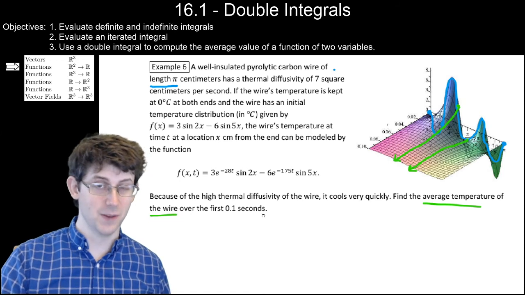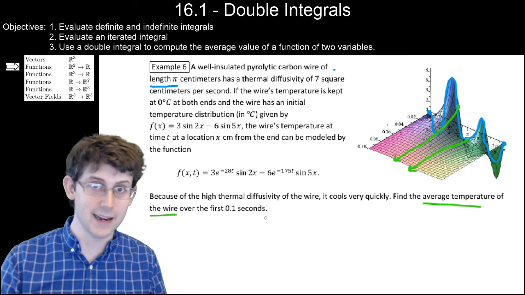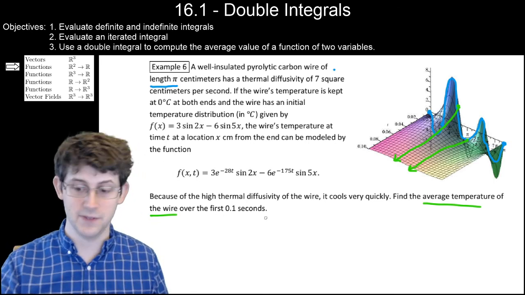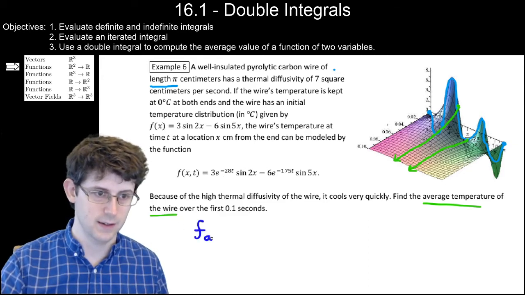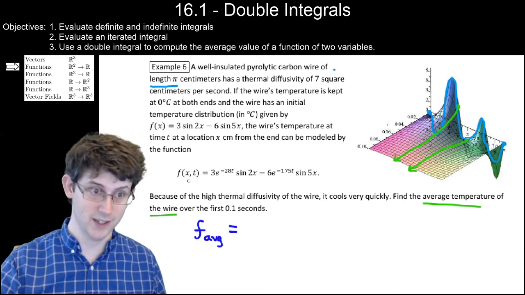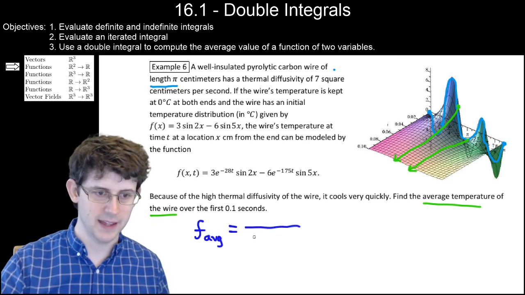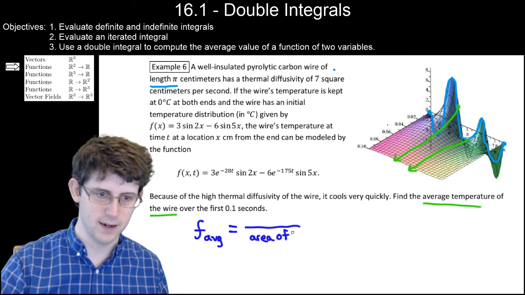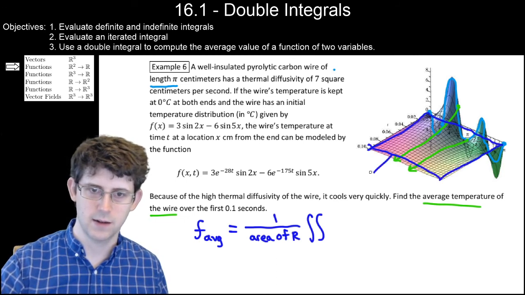Now, the average temperature of the wire is a little bit complicated because the wire's temperature varies based on both space and time. But that's no problem for us anymore. If you need an average value of a function that has two variables, just use the formula with the double integral over both x and t. So we're going to divide by the area of R. This integral is going to be over this area, of our function.